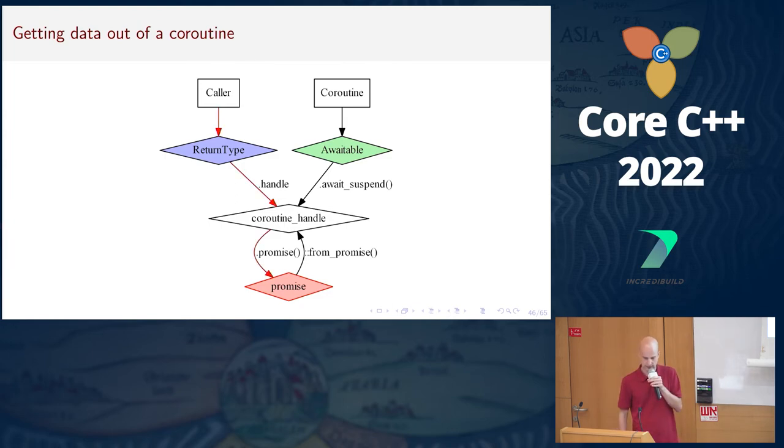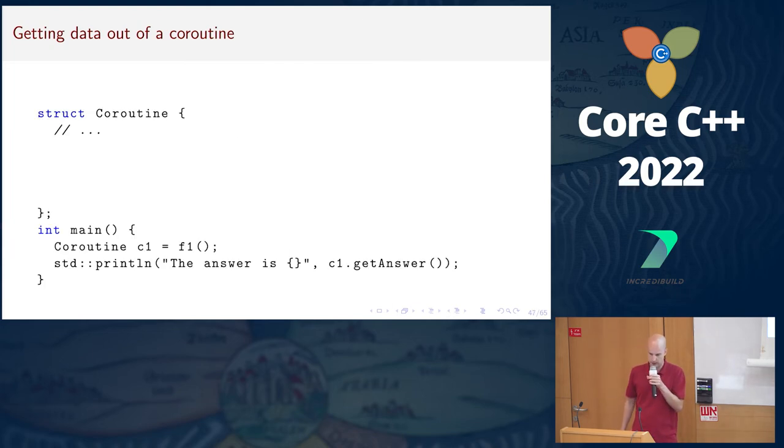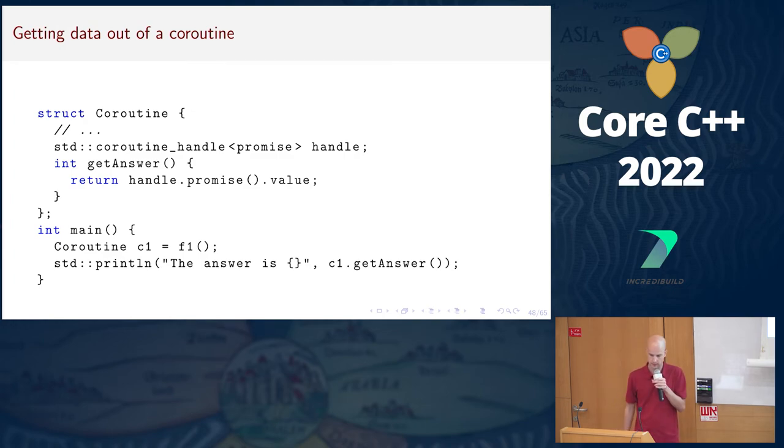And now to get it out again, I just need to get from the other side, from the caller side, I need to get to the promise. And the only way that I can do that is through the return type. So what I'm doing is, okay, the coroutine computes this value, and I want to retrieve that somehow from the return object. So I add a getAnswer method to my interface of the return type.